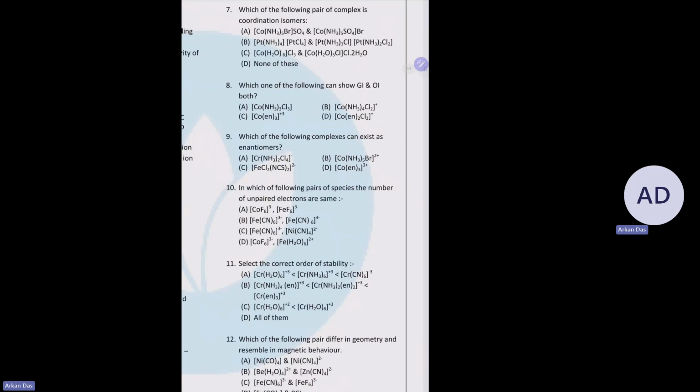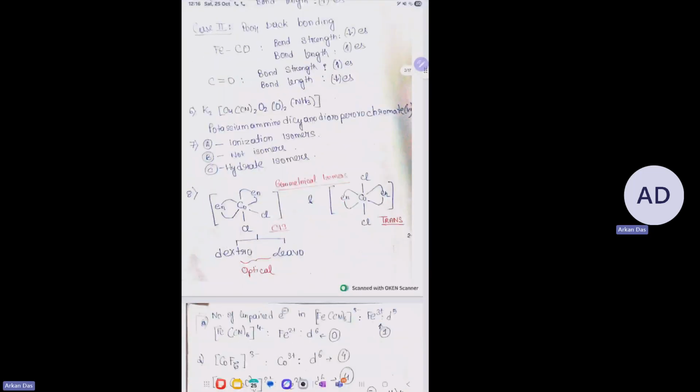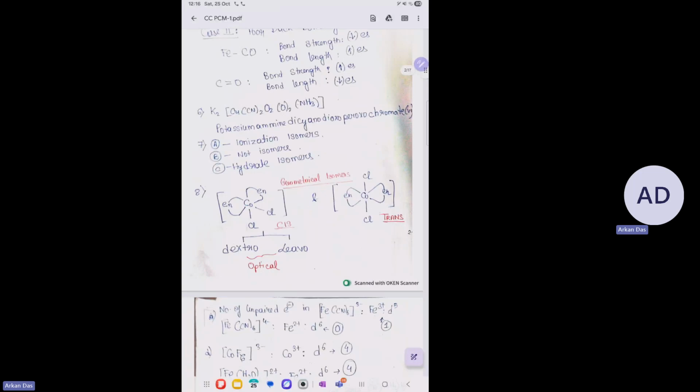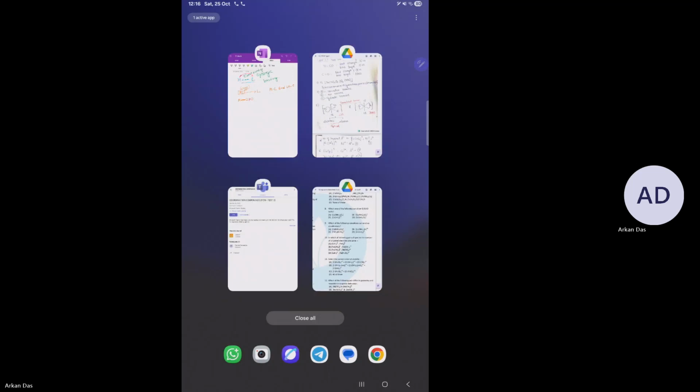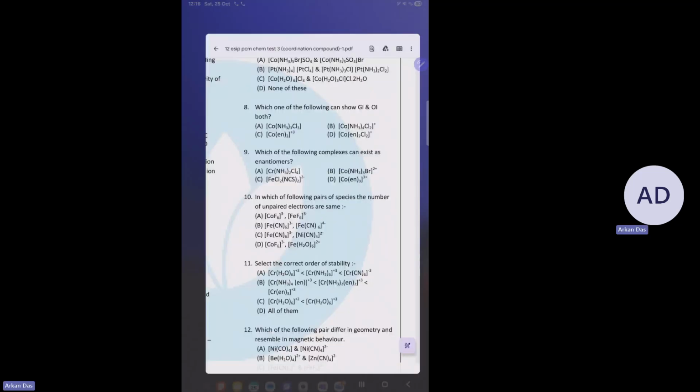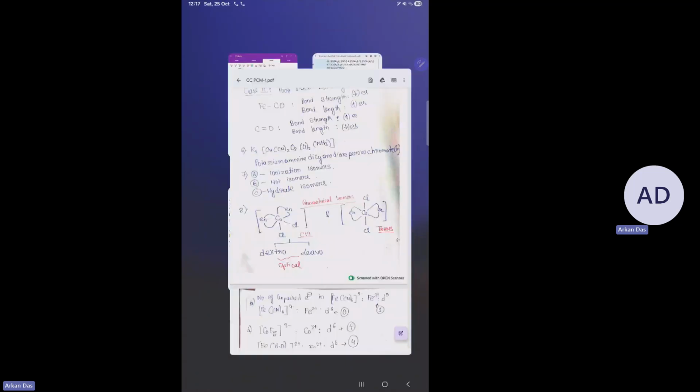Question number 8. Which one of the following can show geometrical isomerism and optical isomerism both? Let's see. If we consider all the compounds, the one with coordination number 6 is [Co(en)2Cl2], where en is ethylene diamine, a bidentate ligand. You can see they can easily show cis and trans, which has been drawn over here.